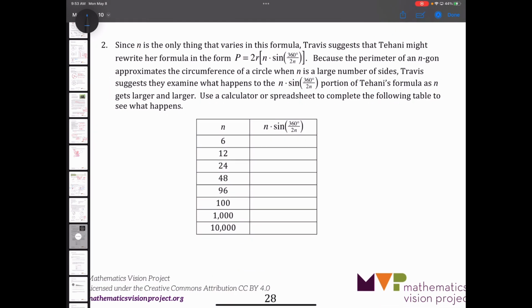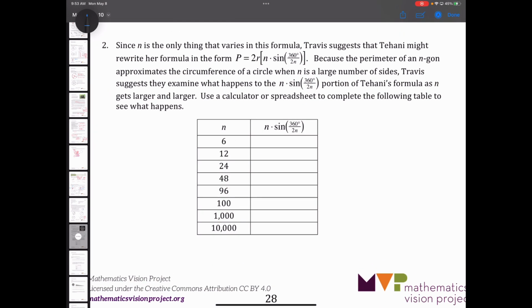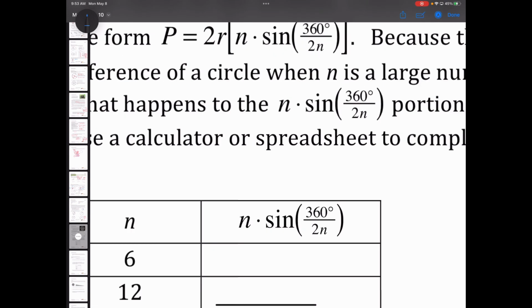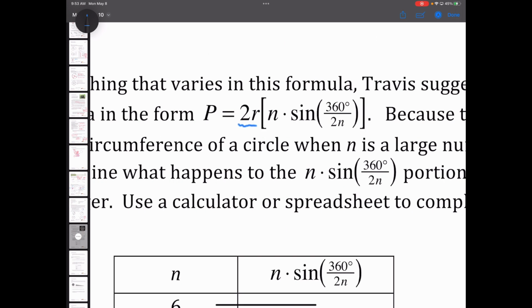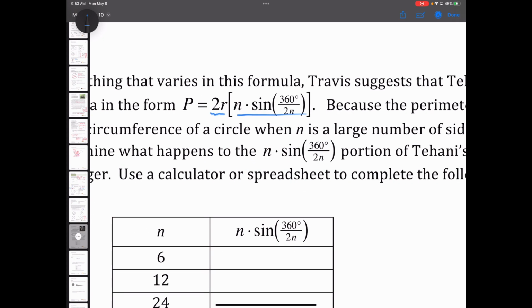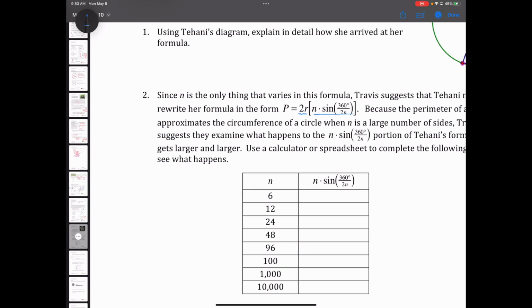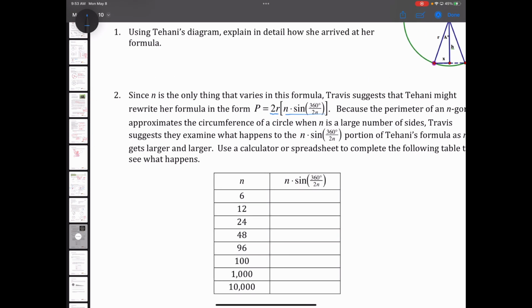So since n is the only thing that varies in this formula, because the radius is consistent, we're just saying if we have a different number of sides of the cyclic polygon. N is the only thing that changes in the formula. So what we could do is rewrite the formula to be this right here, where 2r is outside on its own, and we only have to change this. So what you are going to do is ask, what happens to that n sine of 360 over 2n when I put it into my calculator and the number of sides gets larger and larger?